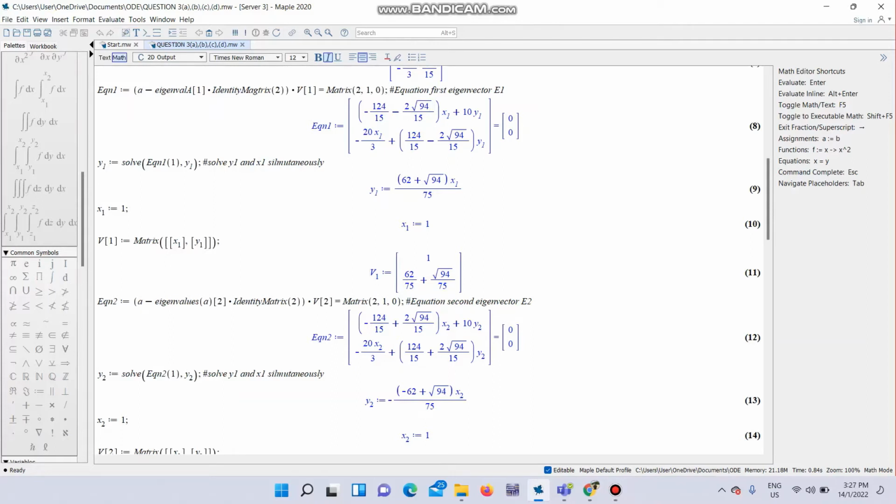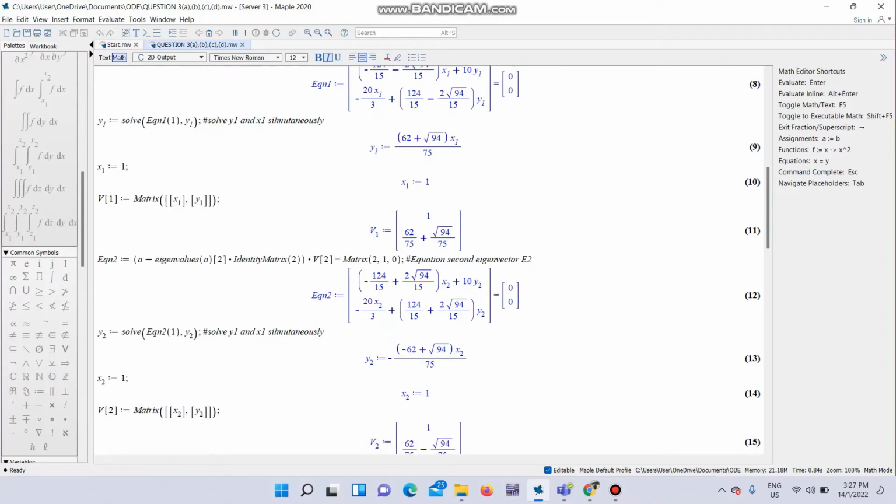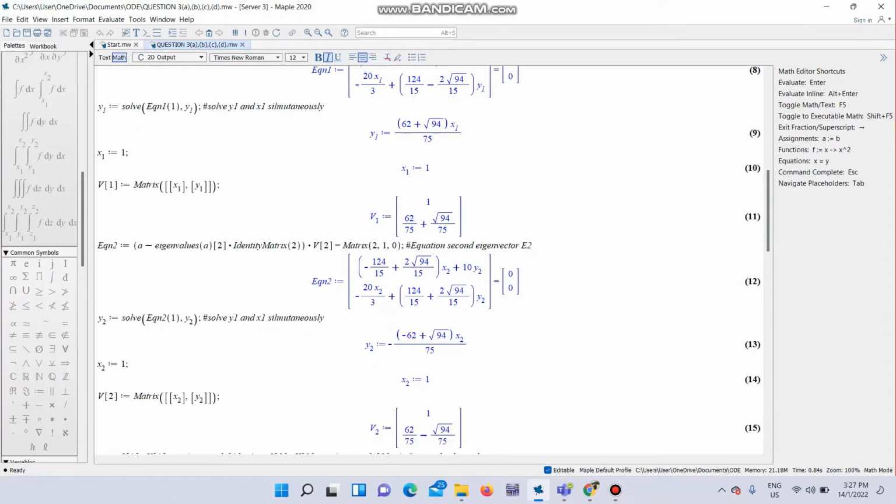It is the same as equation 1 but with different values, which is negative 124 over 15 plus 2 square root 94 over 15 x2 plus 10 y2, and negative 20 x2 over 3 plus 124 over 15 plus 2 square root 94 over 15 y2. Also for the y2, we have to solve y1 and x1 simultaneously, which is y2 equal to negative 62 plus square root 94 x2 equals 75.